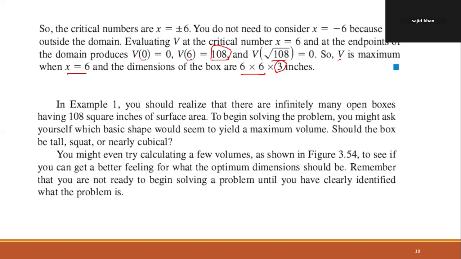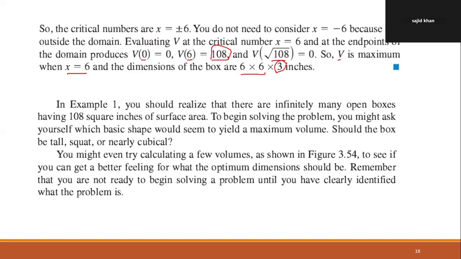If we take any other value of x, just like 5 less than 6, or 7 greater than 6, so when we take a value of x other than 6 from 0 to square root of 108, you know that square root of 108 is basically 10 point something. So take any value of x, we have a box, but that box does not contain the maximum volume.